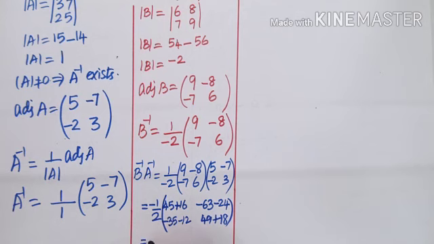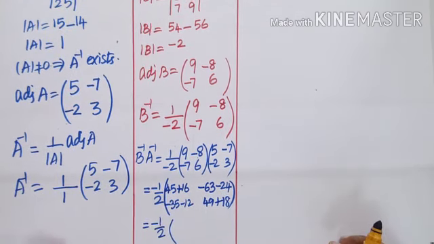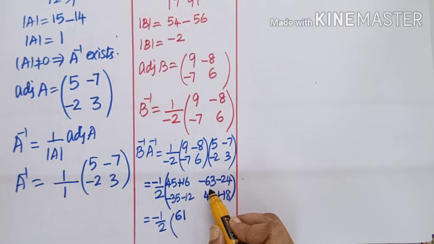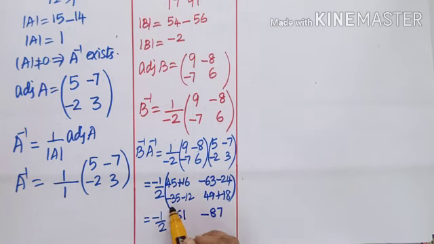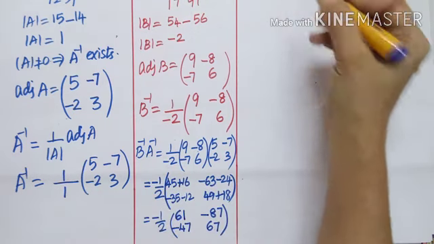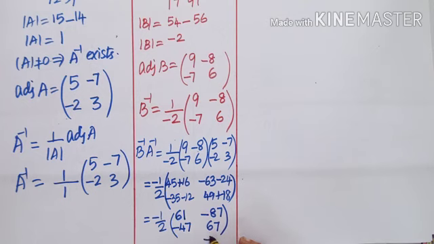Simplify the answer. It is minus 1 by 2 into the matrix: 45 plus 16 is 61, minus 63 minus 24 is minus 87, minus 35 minus 12 is minus 47, 49 plus 18 is 67. So this is B inverse A inverse, that is the RHS. I call this number 2.